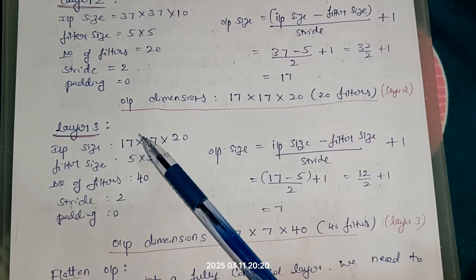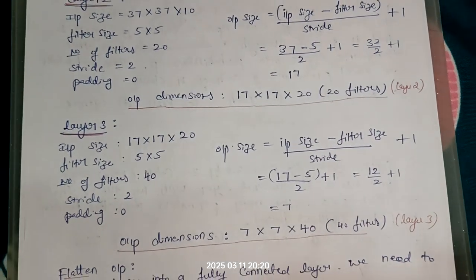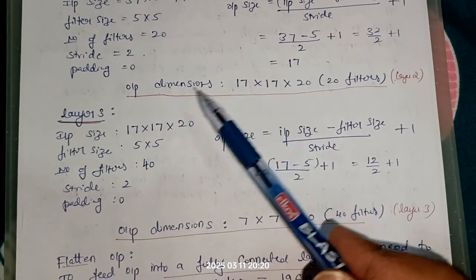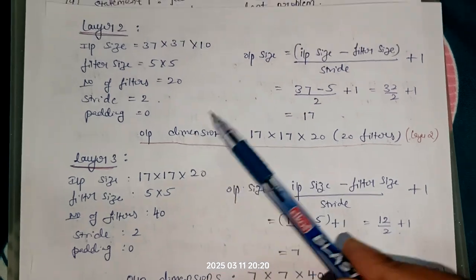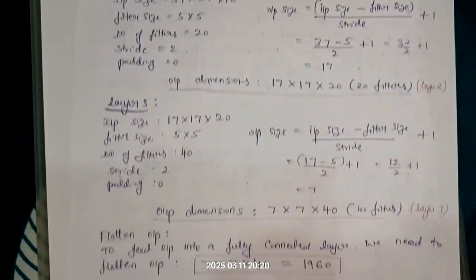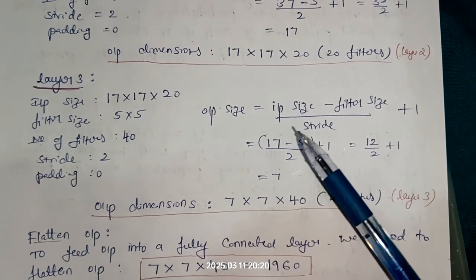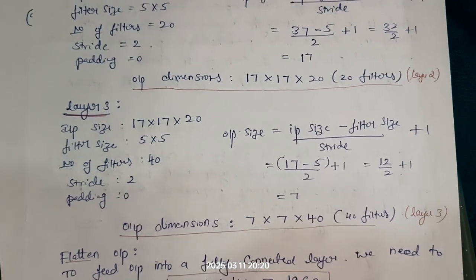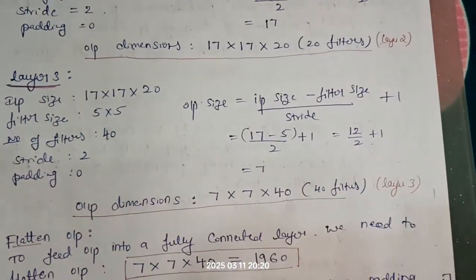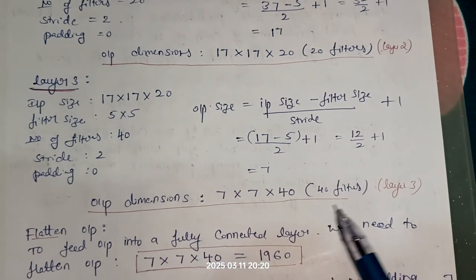So this is the output of layer 2. Similarly we have layer 3. This is considered as the input to the next one. What is the input to the next one here? Look at this: we are considering input size 17 cross 17 into 20. Why 20? This is the filter number. Now for layer 3, consider the same formula, 17 minus 5, same thing, you will get 7. So it is 7 cross 7 into 40. 40 is the filter number. So this is the output dimension.